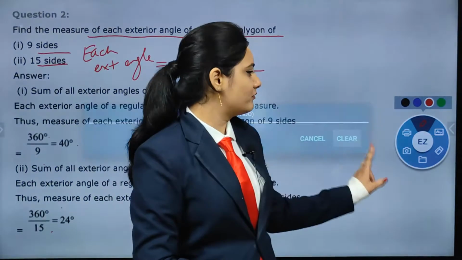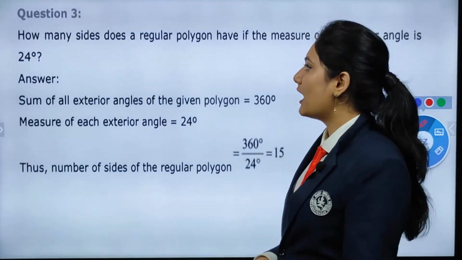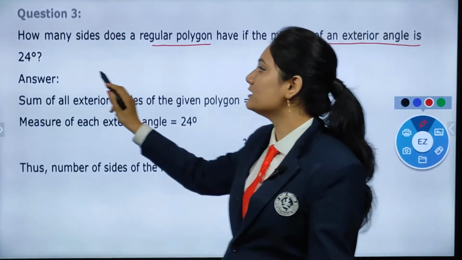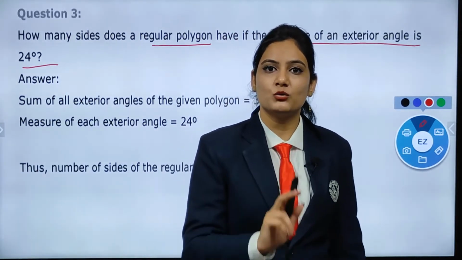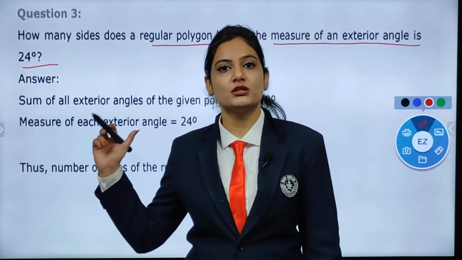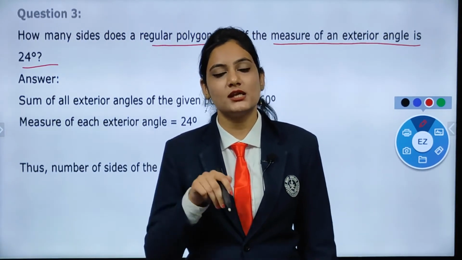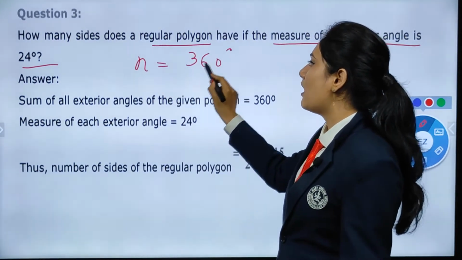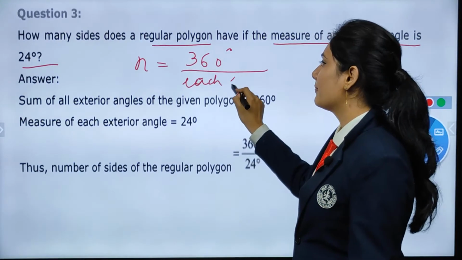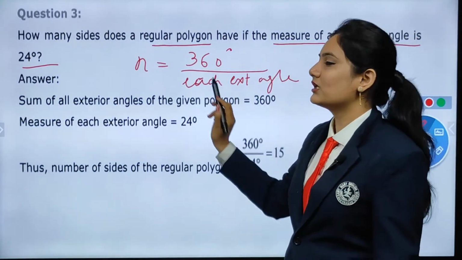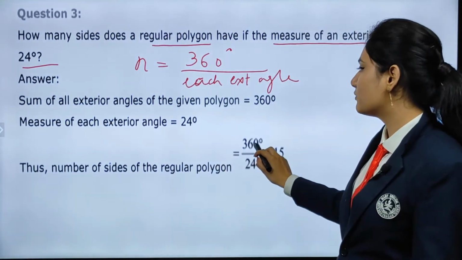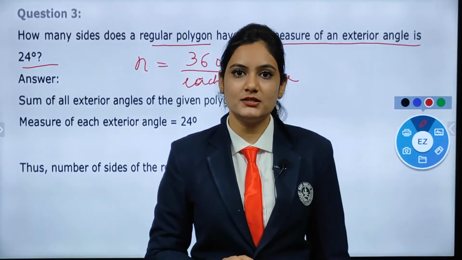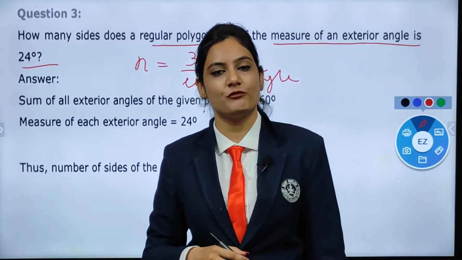Now question number 3 that we will solve, which is saying that how many sides does a regular polygon have if the measure of exterior angle is 24 degree. Now in question number 2, number of sides were already given, but in question 3, number of sides you have to find when each exterior angle is given. So what is the formula? Number of sides is equal to 360 degree upon each exterior angle, right? Now each exterior angle is 24 degree. So number of sides is equal to 360 degree upon 24 degree, which is equal to 15. So the number of sides will be 15 when each exterior angle is 24 degree.